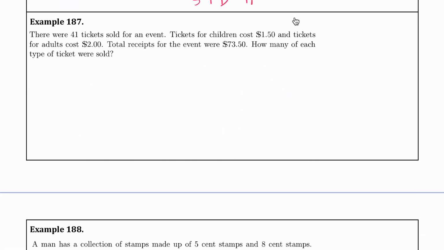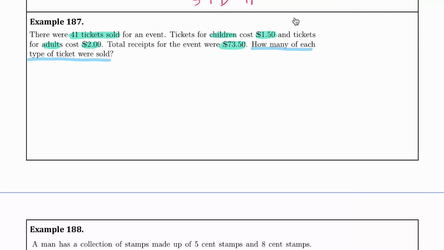Example 187 says there were 41 tickets sold for an event. I'm going to highlight that right there. Tickets for children cost $1.50, and tickets for adults cost $2. Total receipts for the event were $73.50. And we're trying to answer how many of each type of ticket were sold.